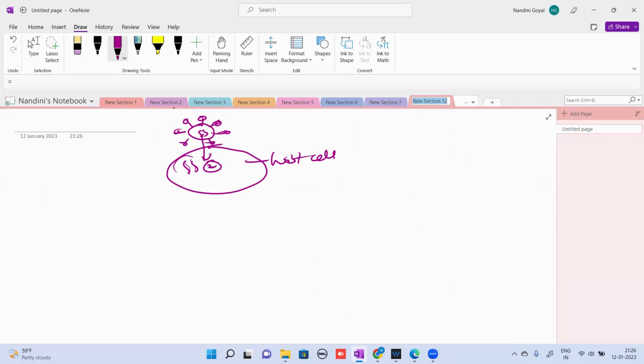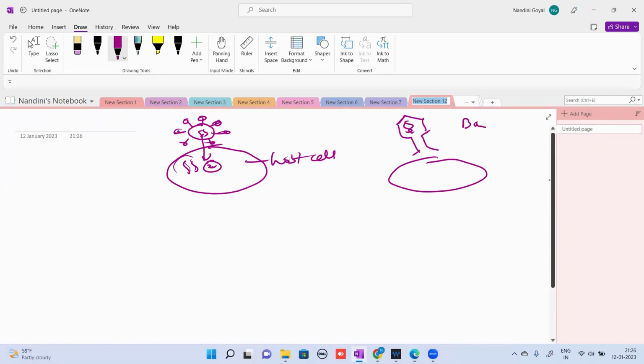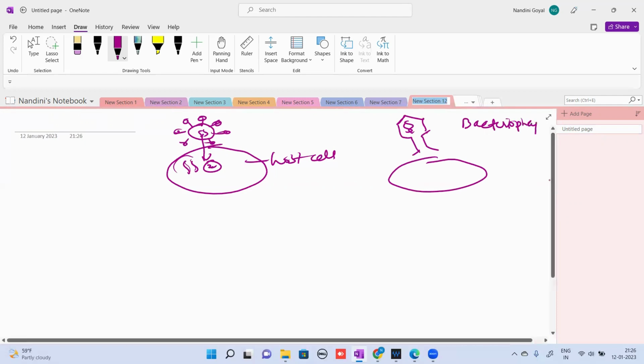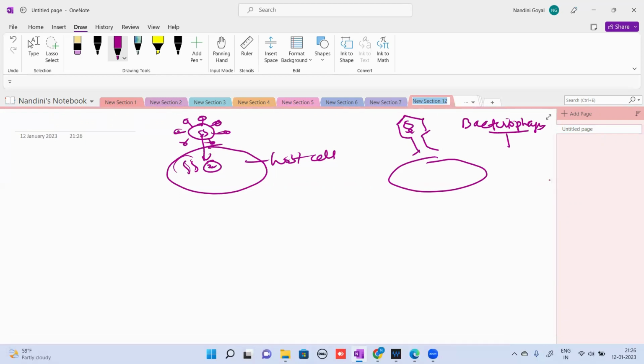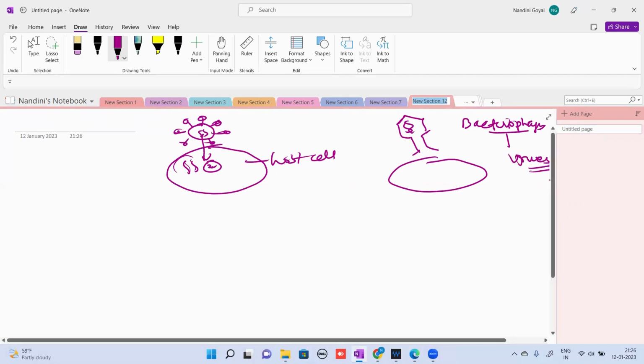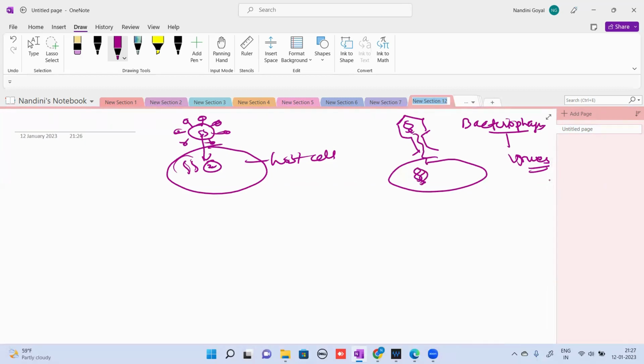So this happens in all kinds of viruses, like bacteriophages. Bacteriophages are the viruses that affect only bacteria. Have you ever heard the name bacteriophages? No, ma'am. So, bacteriophages are the viruses that affect only bacteria. What are they doing? They are going to incorporate their genetic material only, not their whole body.